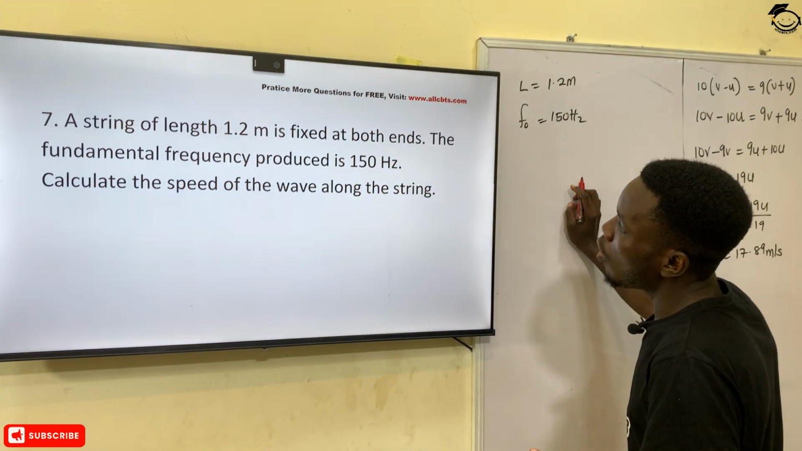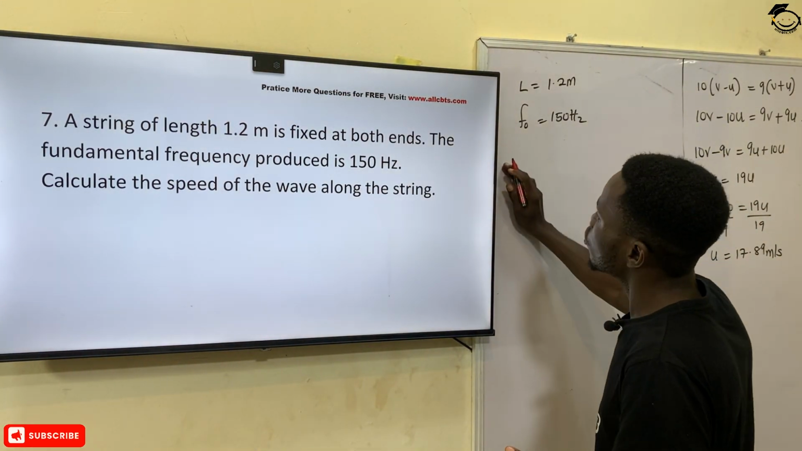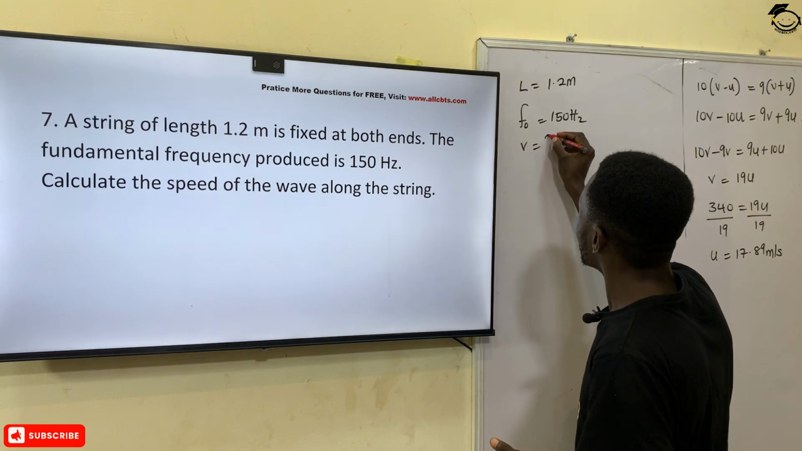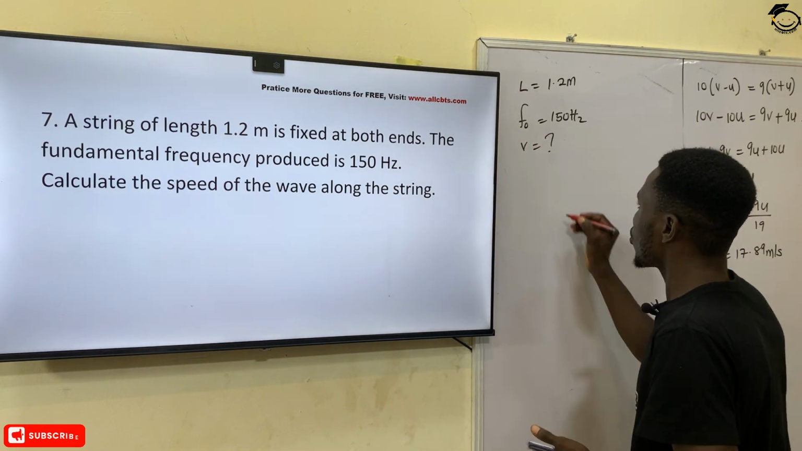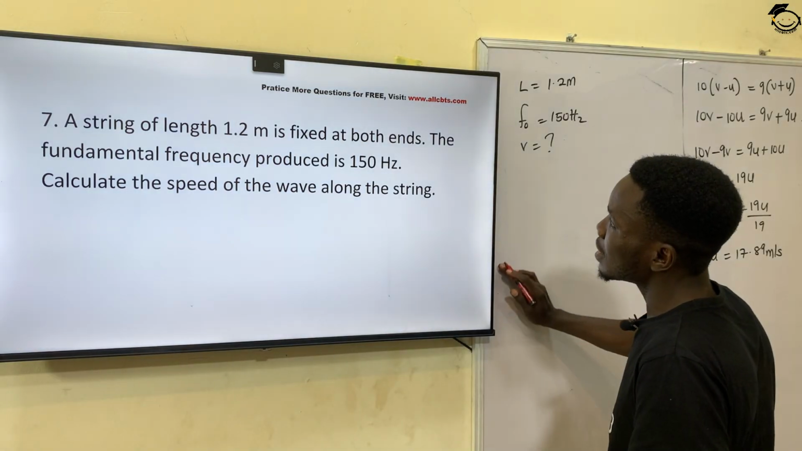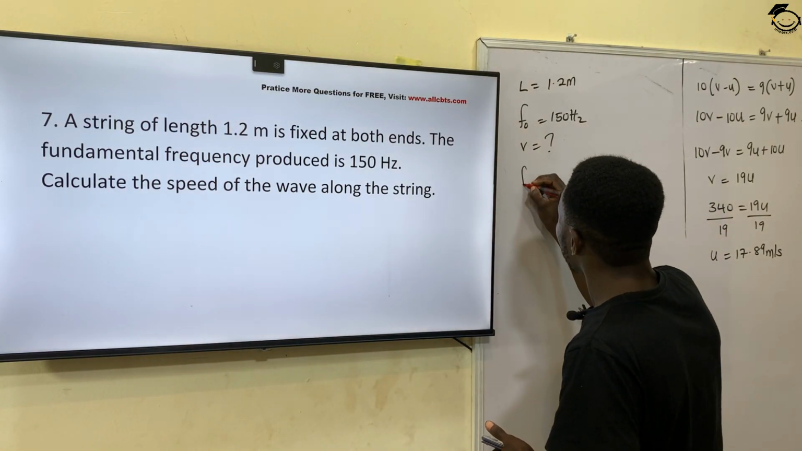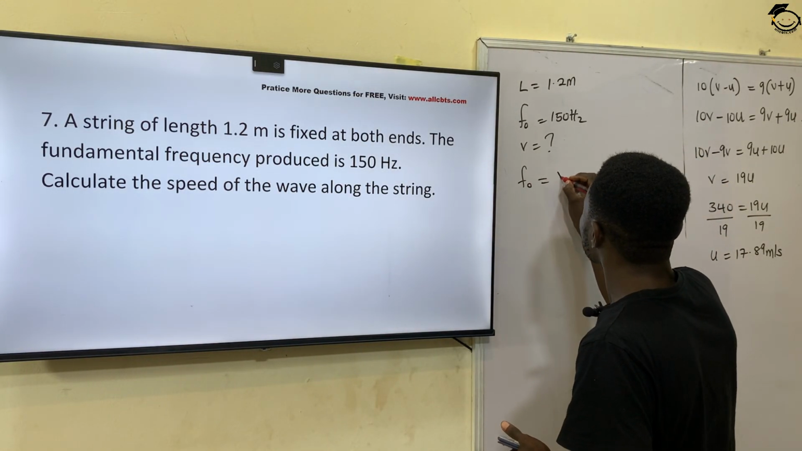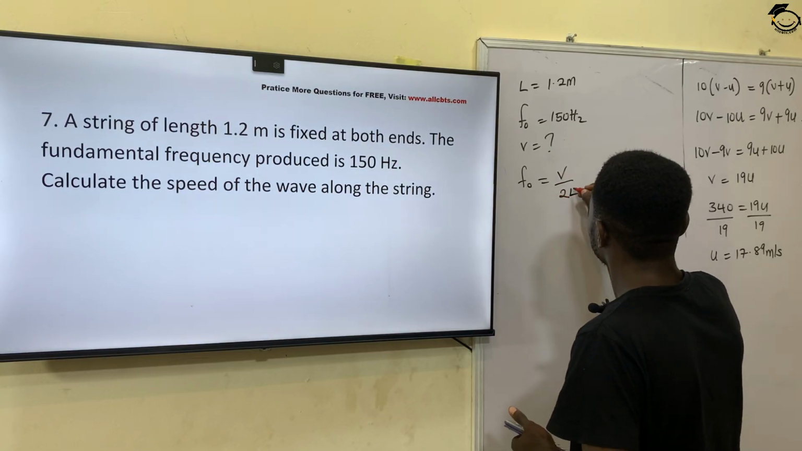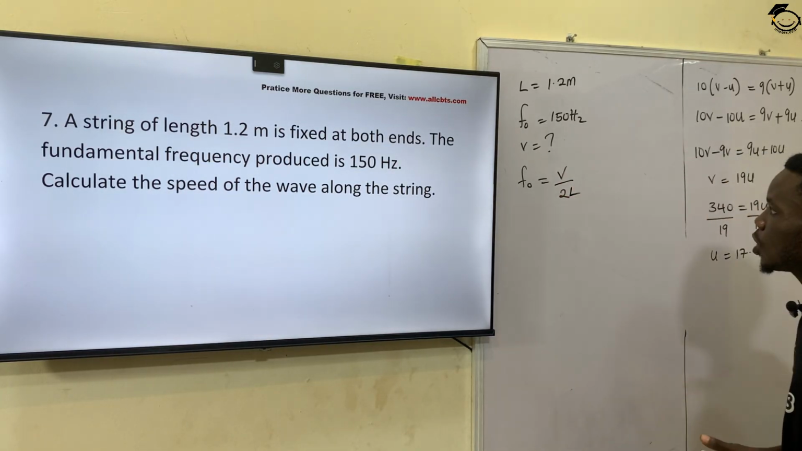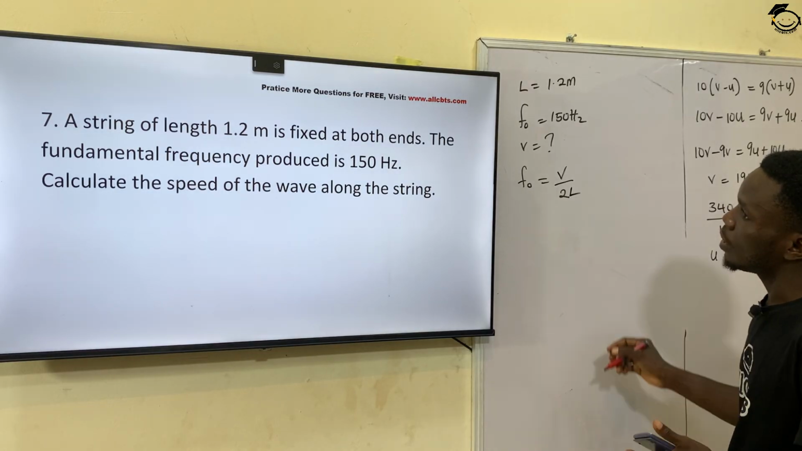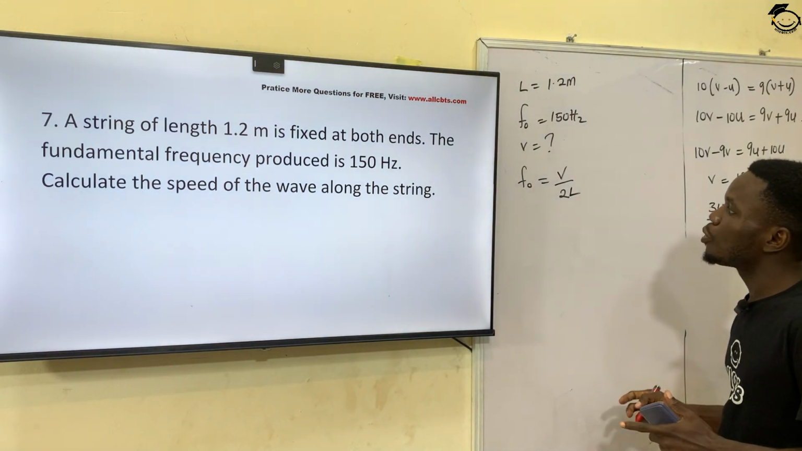Calculate the speed of the wave along the string. So we are looking for the velocity of the wave. We do not know it, but we know that for a string that is tied at both ends, our fundamental frequency is equal to v over 2L. Our f0 is equal to v over 2L for a string that is tied at both ends.